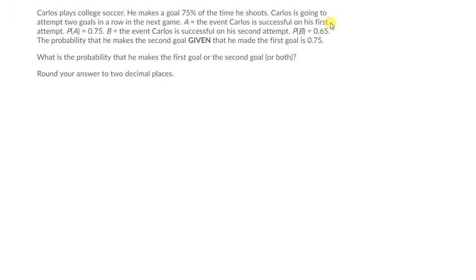Okay, so this is problem number 4. Now, as soon as I see the word "given that," I know we've got a conditional probability, right? So let's think about which way to write it. Do I want to write it as probability of A given B, or probability of B given A? It depends on what they're asking for and what they're giving us. They're giving us the probability that he makes his second goal given that he made his first goal.